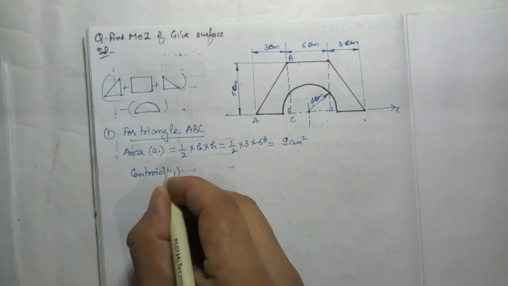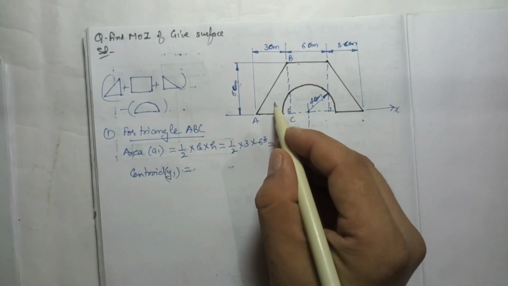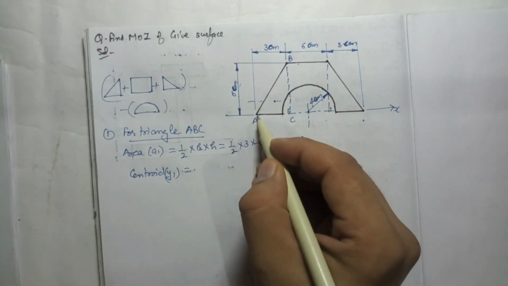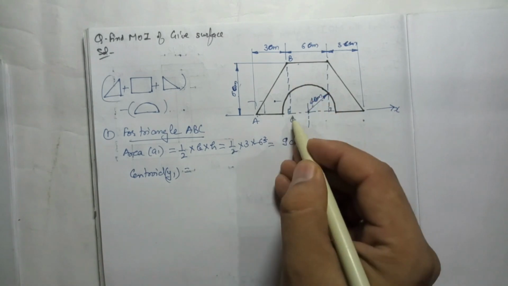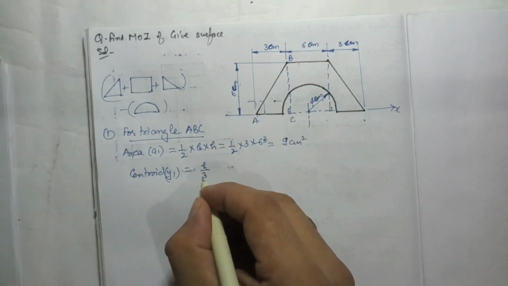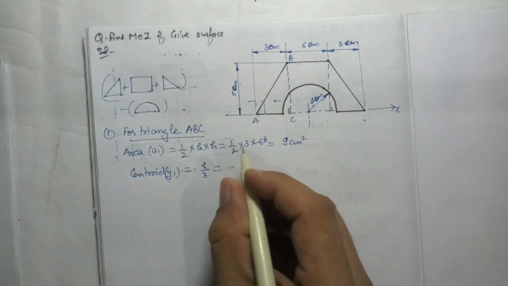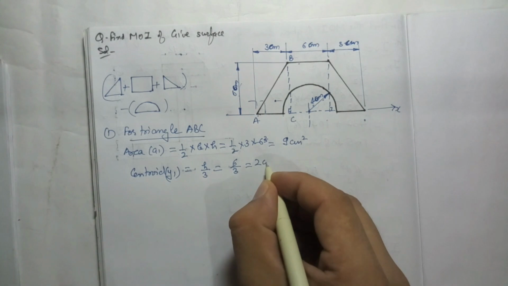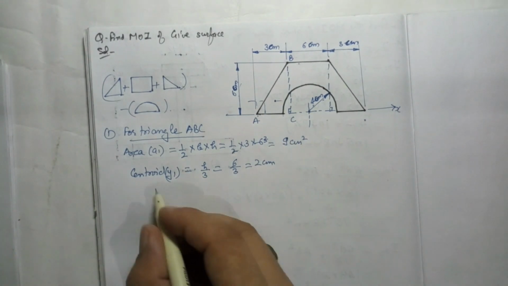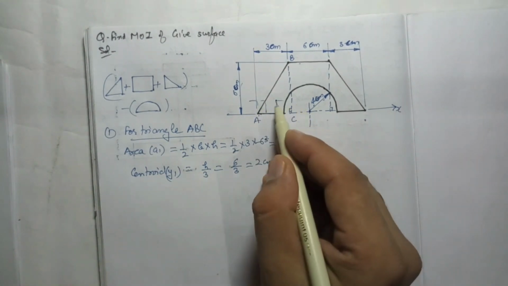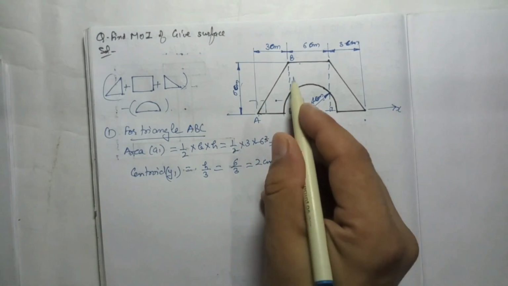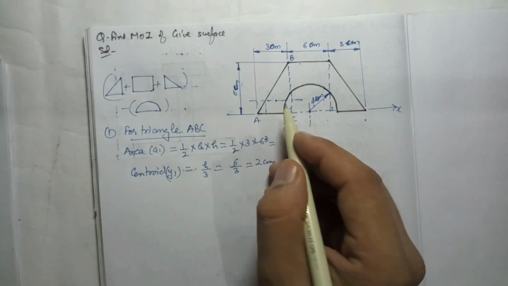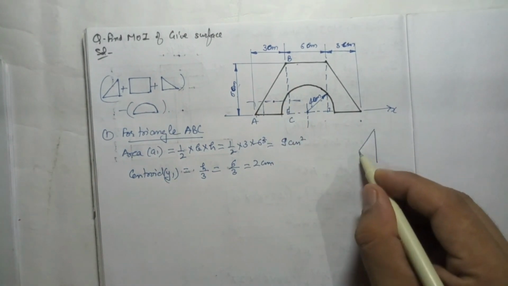Now for the triangle we know where the centroid will be. Centroid y1 means here will be the centroid, and we know that it is h by 3. We have solved a number of numericals on this, so I am directly putting the values. This is 6 by 3, and we get 2 centimeter for the triangle. Now this is the centroid, so the centroid formula of a triangle is about this axis, right? I'm again telling you, this is the triangle only.